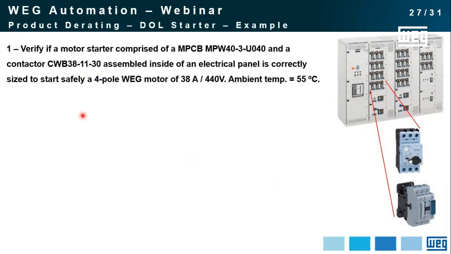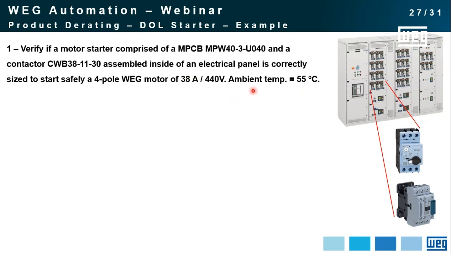So let's check if a direct online motor starter comprised of a motor protective circuit breaker, MPW40, maximum current of 40 amps, and a contactor CWB38, so normally 38 amps, assembled inside of an electrical panel, is correctly sized to start safely a motor of 38 amps.